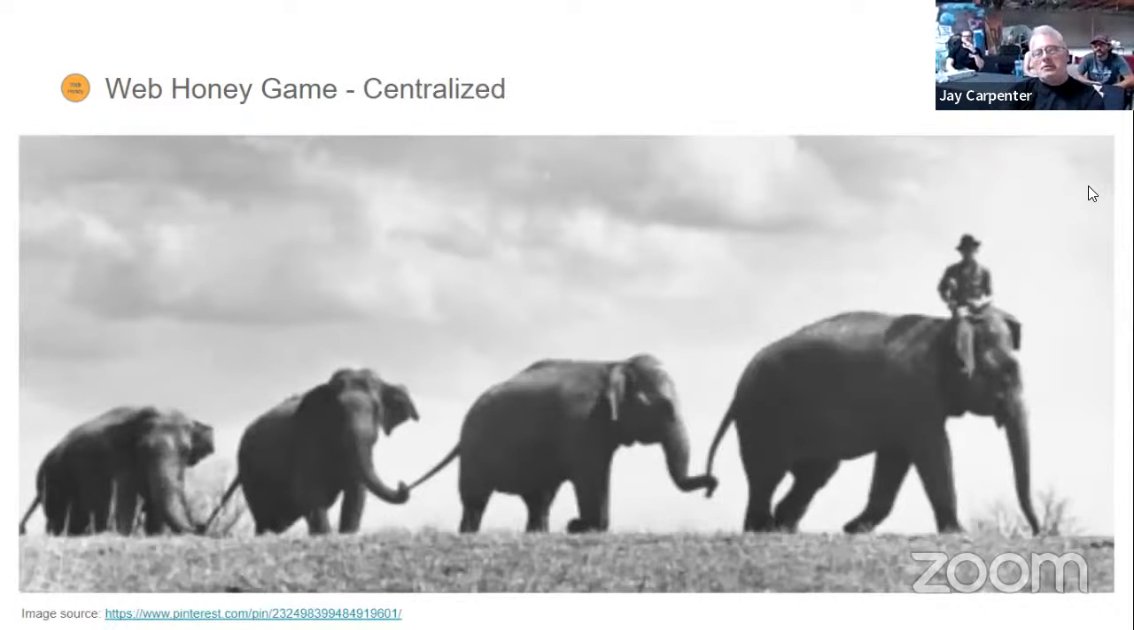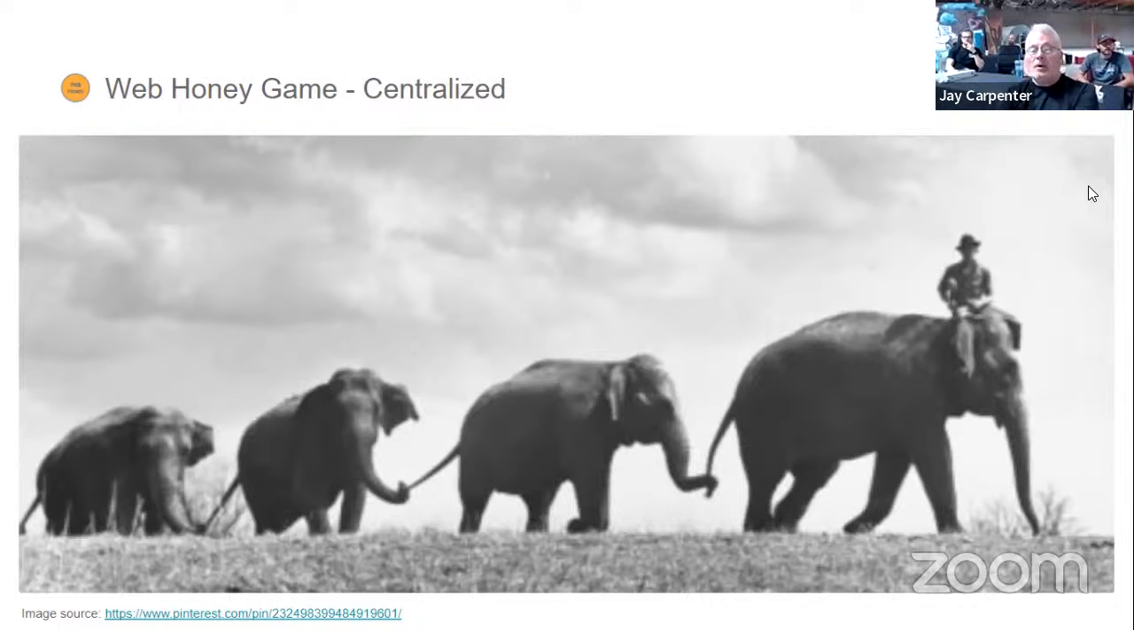So let's take a look at this image. This is what we're used to in legacy systems. In legacy systems like banks, governments, insurance, and so forth, we have this centralized construct, represented by the elephants.